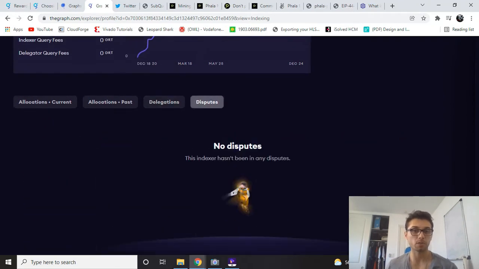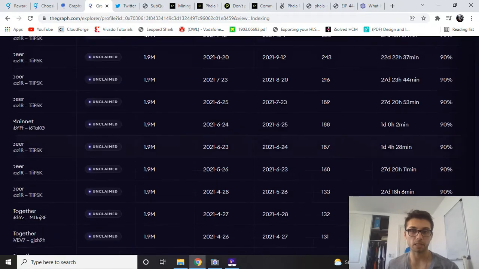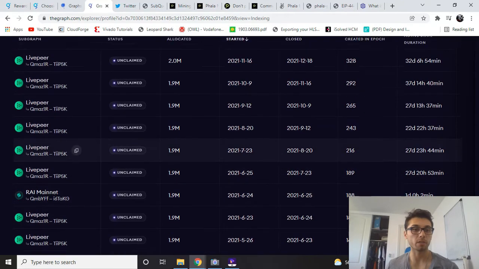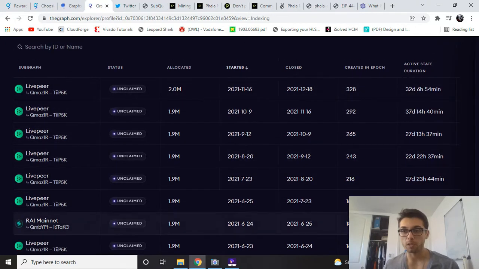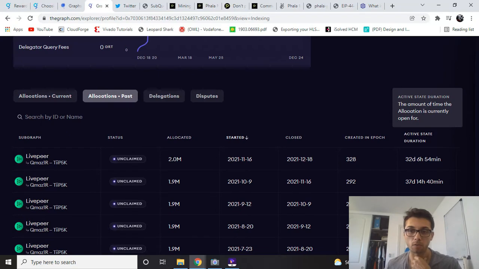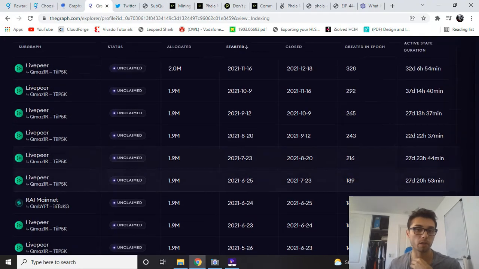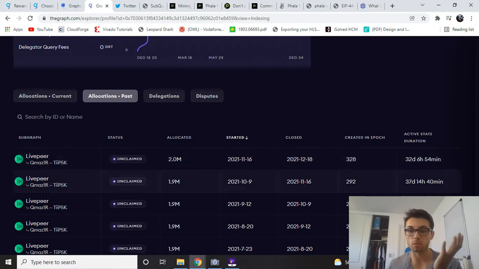You can see any disputes that the indexer has been in. You can see past allocations. This indexer, I guess, prefers to index Livepeer, or pool together and then Livepeer, and you can see how long their active indexing state was. I believe they'll stay active indefinitely if they don't close it, but only up to a certain point. If they forget to close it, the graph will actually close it for them after maybe 35 or 40 days. I'm not sure.